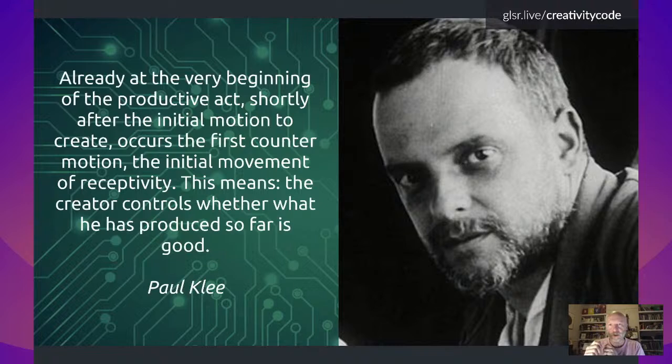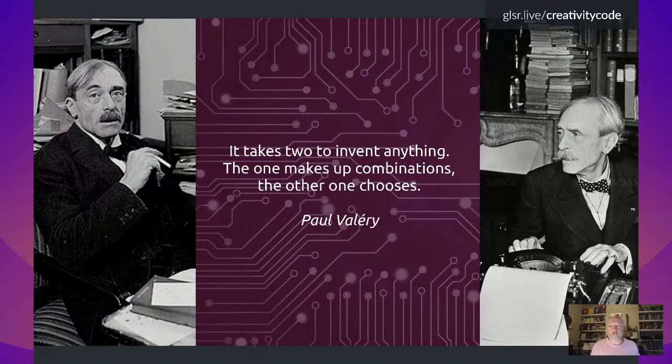And I think that a lot of creative people talk about this sort of almost competition, like that GAN in the mind, where something's bubbling away, trying things out, but you need to counter that with a judgment of, no, this is not good enough. This isn't going well. Throw that away. It's not working. And Paul Valéry, a French poet, said it takes two to invent anything. The one makes up combinations and the other one chooses.